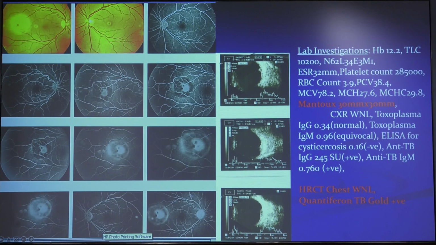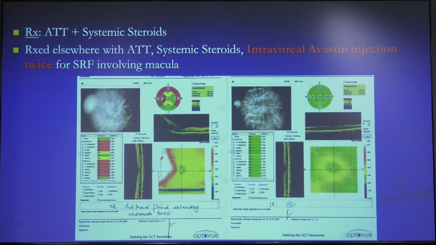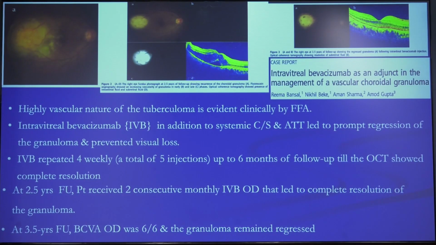Mantoux was 30 by 30. HRCT chest was normal, but QuantiFERON TB Gold was positive. Patient was put on ATT and systemic steroids, then followed up at PGI, treated there with ATT, systemic steroid, and intravitreal Avastin several times for SRF involving the macula, and then followed up for several years. Actually, this patient is still on follow-up there and received multiple intravitreal bevacizumab injections. And every time the activity comes back, it is treated with bevacizumab very nicely.